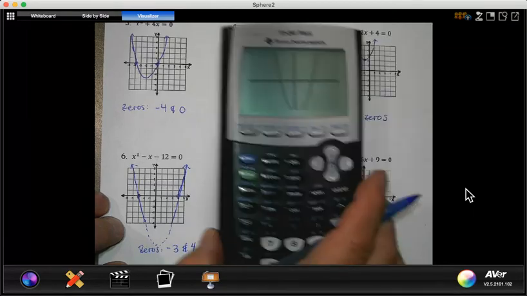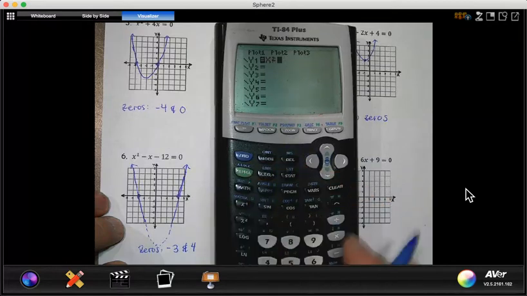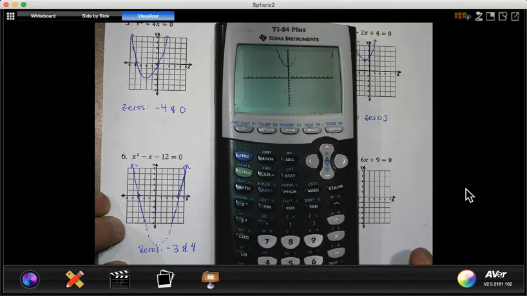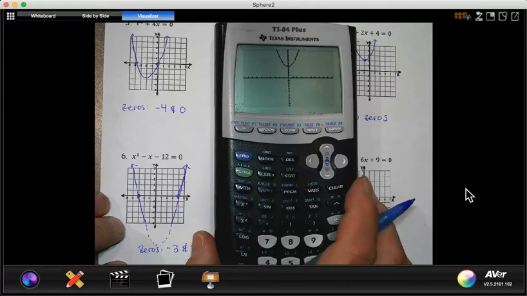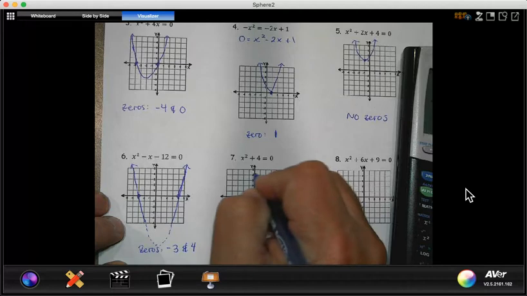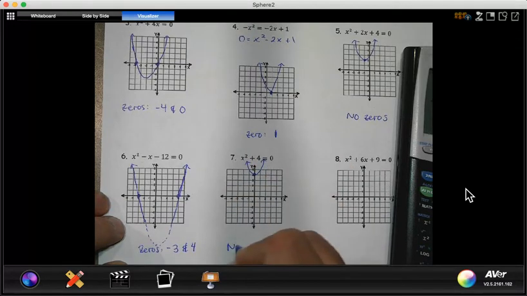Let's do x squared plus 4. So you type it in your calculator. If you're watching this, you can pause it. Oh, that one has no solutions. So we're going to go up to 4 here and do a little graph like that. No zeros.